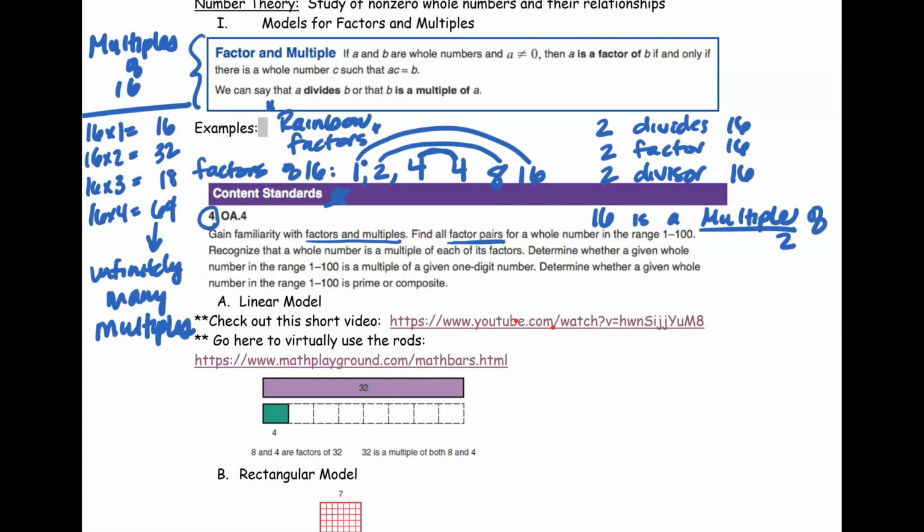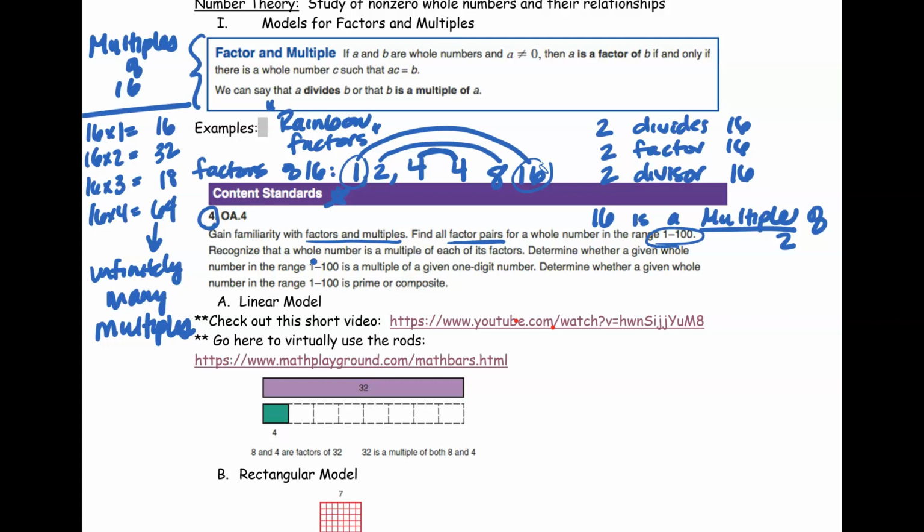Okay, by factor pair, I mean like 1 and 16 is a factor pair. They need to be able to do it for any number in the range of 1 to 100. So for example, 84 is in that range. They should be able to find all of the factor pairs for 84.